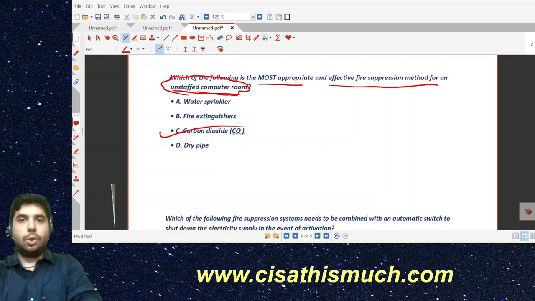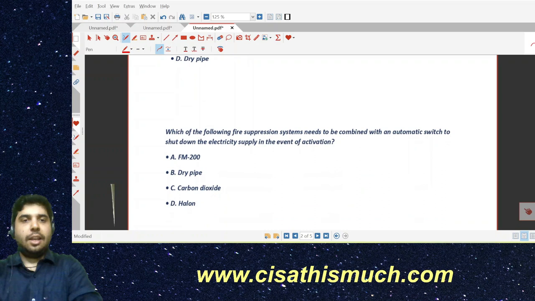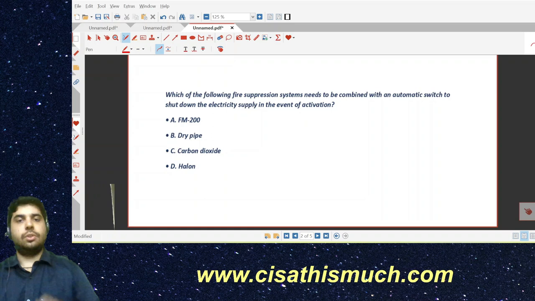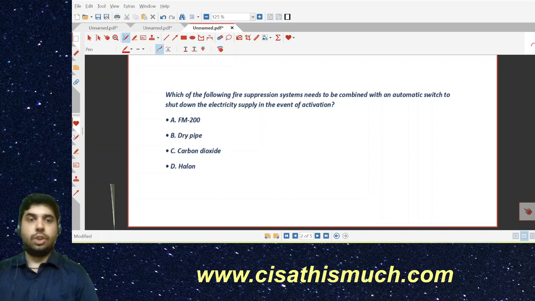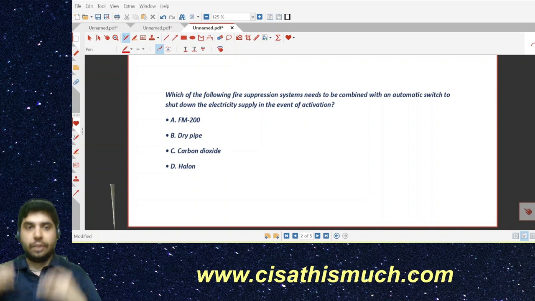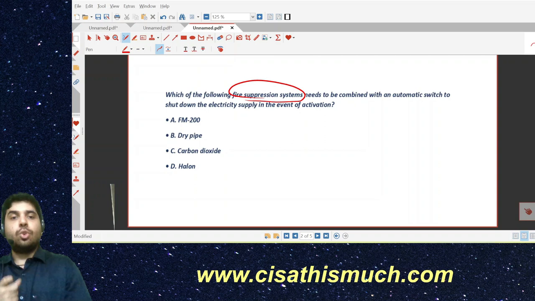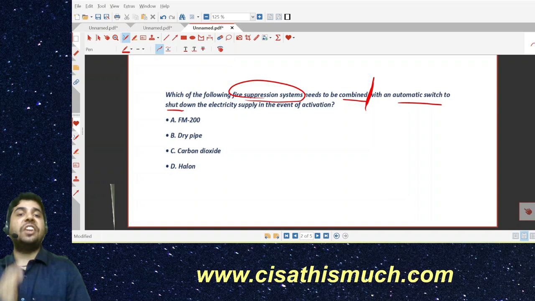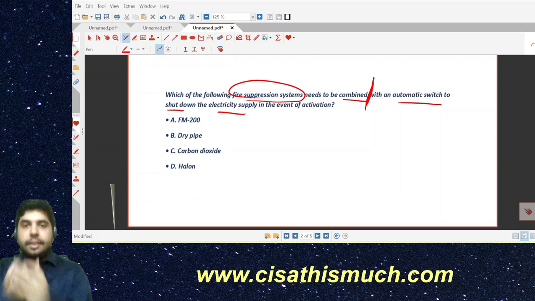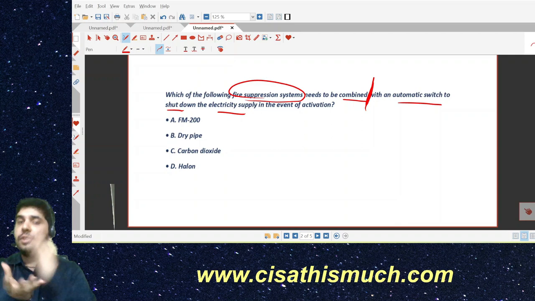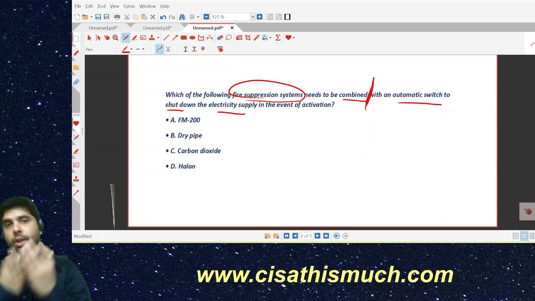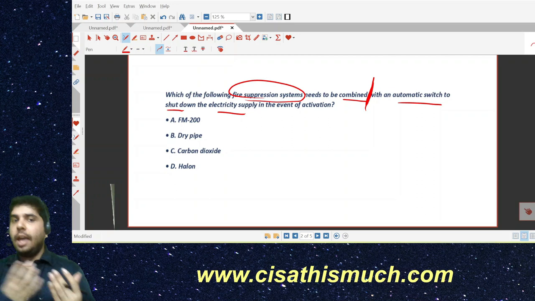Now these questions are no more difficult for you. Which of the following fire suppression systems need to be combined with an automatic switch to shut down the electricity supply in the event of activation? Read very carefully. Which fire suppression system needs to be combined with what? Automatic shutdown of the electricity supply in the event of activation. What should be activated? Fire suppression system. When will it be activated? When there is heat or smoke, the fire alarm will ring and the fire suppression system will be activated.